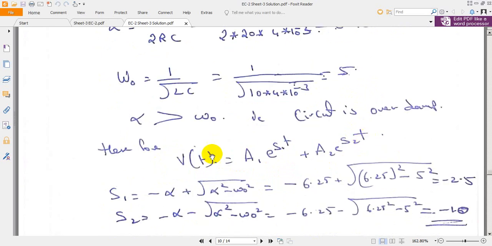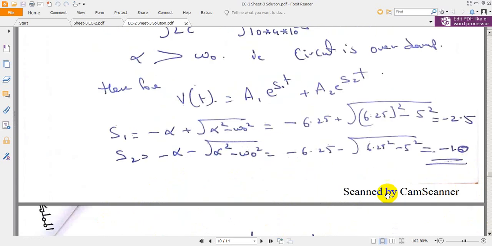When the circuit is overdamped, V of t is equal to A1 e power S1 t plus A2 e power S2 t. What are S1 and S2? S1 is equal to minus alpha plus square root of alpha square minus omega naught square. S2 is equal to minus alpha minus square root of alpha square minus omega naught square. Substitute the values of alpha and omega naught. You will get S1 is equal to minus 2.5, S2 is equal to minus 10.